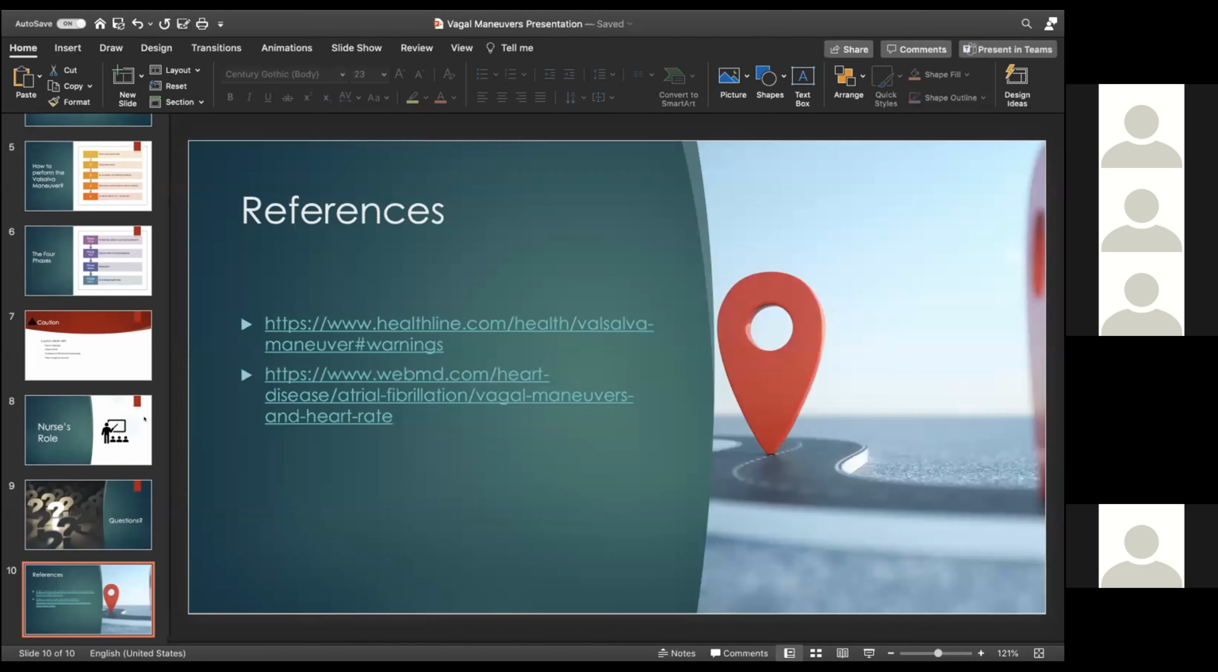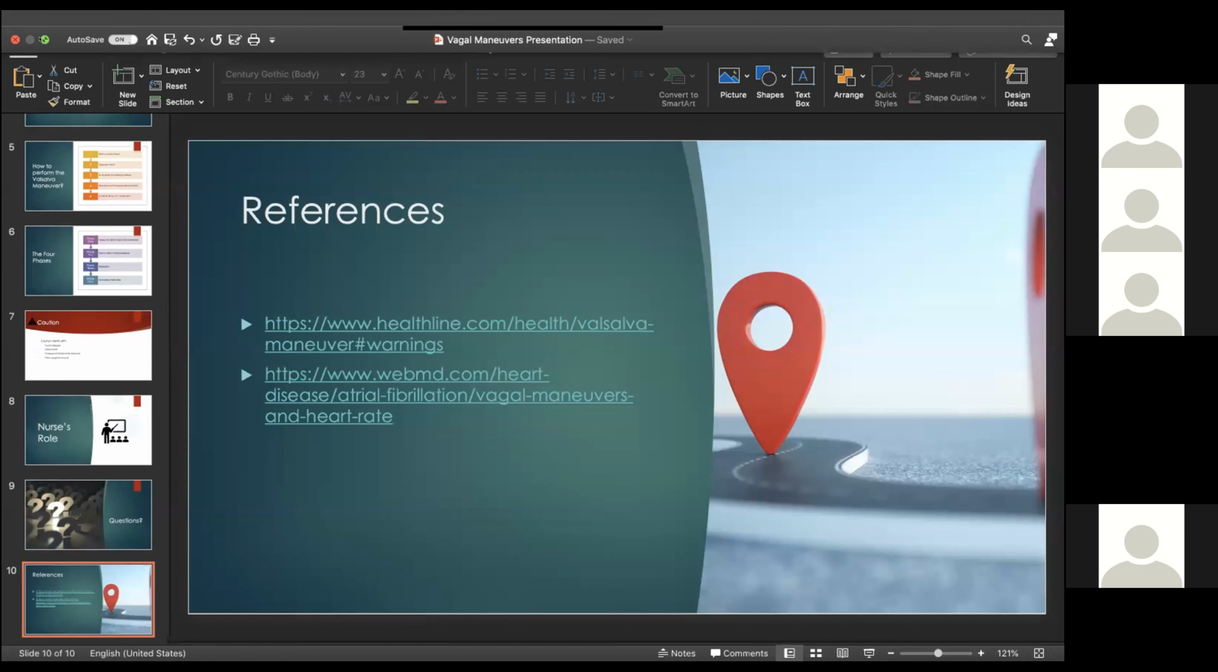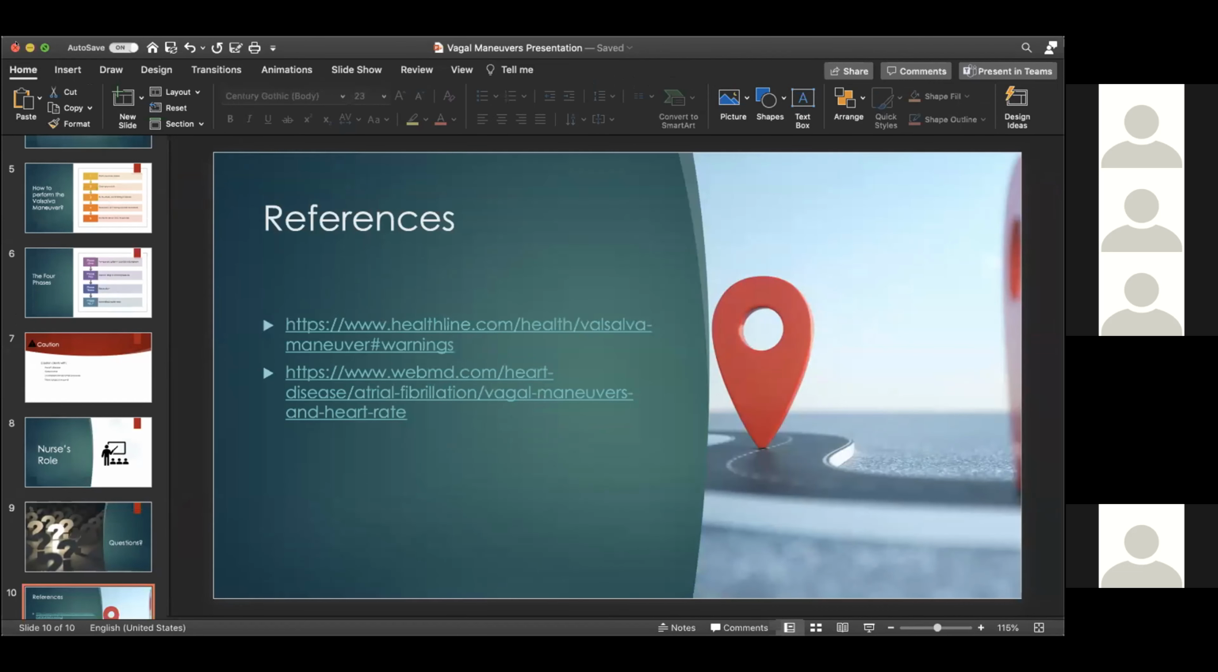Yeah, oftentimes the nurse is going to be the first one to take a look at that EKG or have the patient on the monitor and notice that SVT, and these are definitely things that we can do right off the bat: ask them to perform vagal maneuvers and all those maneuvers. Yeah, good job.